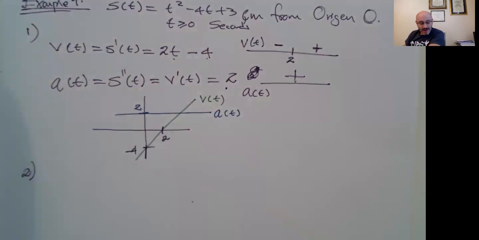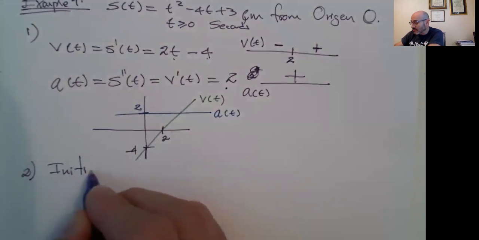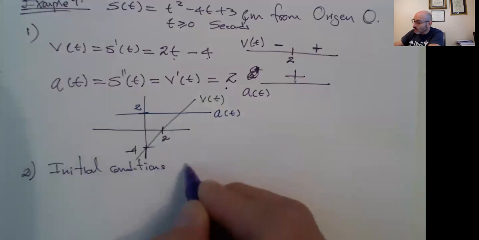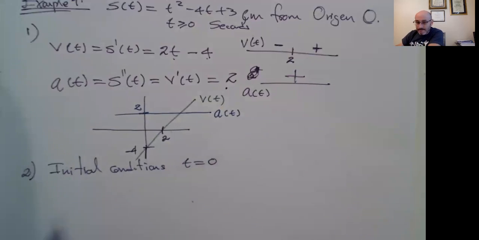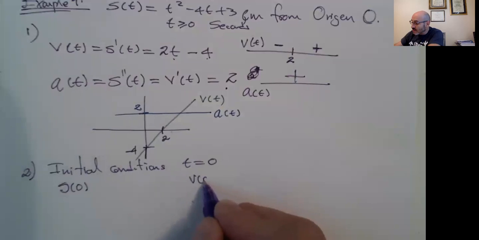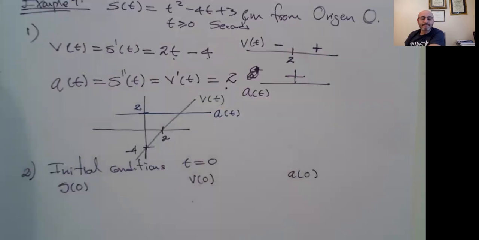Number 2 says, find the initial conditions and explain what is happening to the object at that instant. So initial condition is when the time is equal to 0. So we need to determine what is s of 0, what is the velocity at 0, and what is the acceleration at 0. Okay?